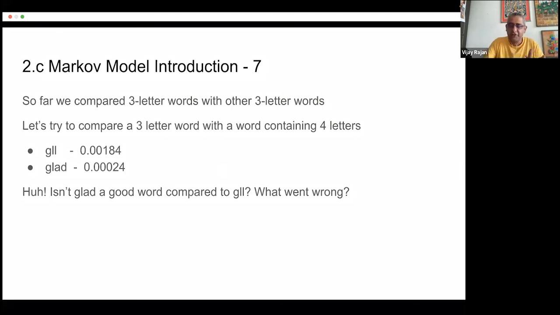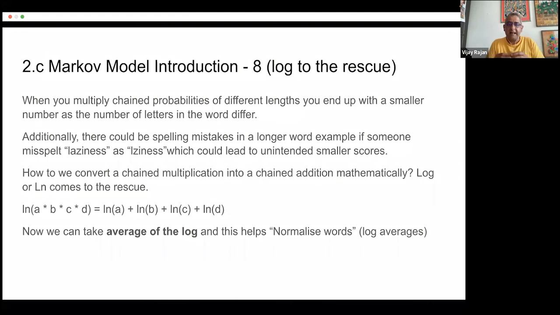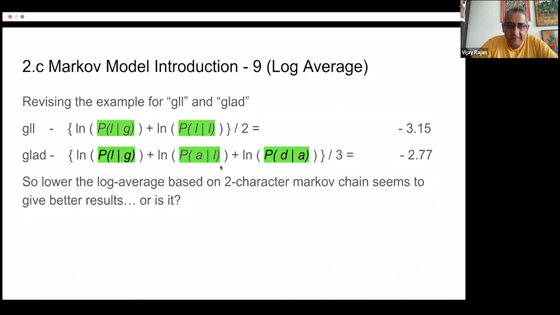The other reason is because of the property of log. Log converts multiplication to addition, right? If you take a log average and divide by the number of 2 characters at a time, you would get comparable numbers for your comparison. So let's look at this case. Here your denominator is 2 because GL and LL, and here your denominator is 3, GL, LAAD. So you have a denominator of 3.